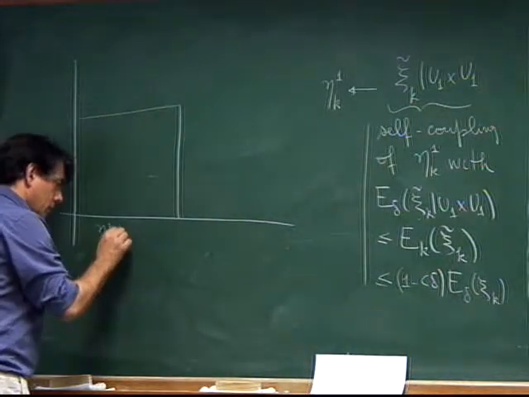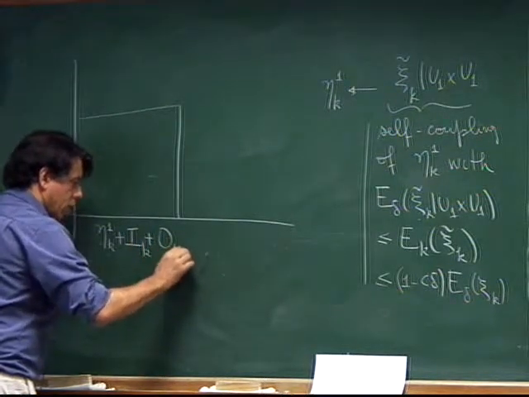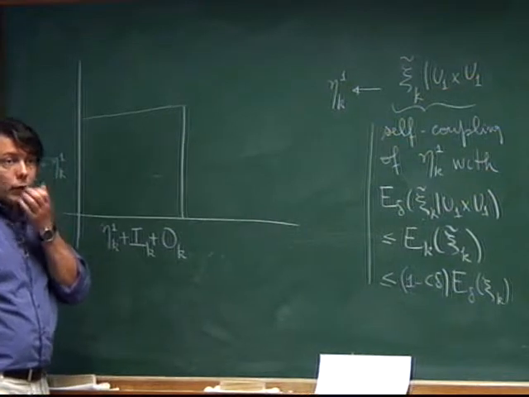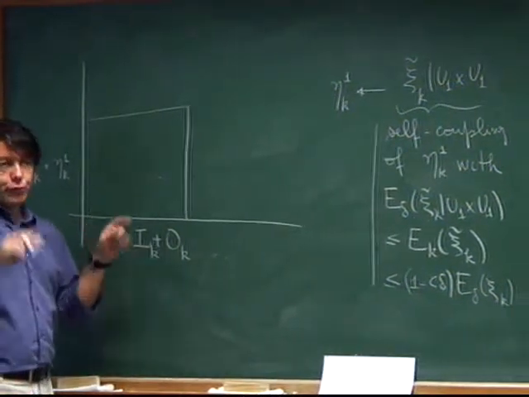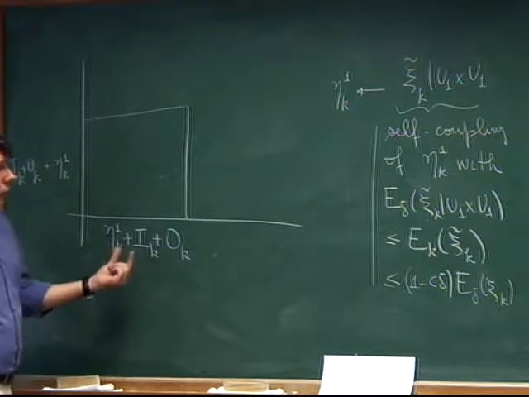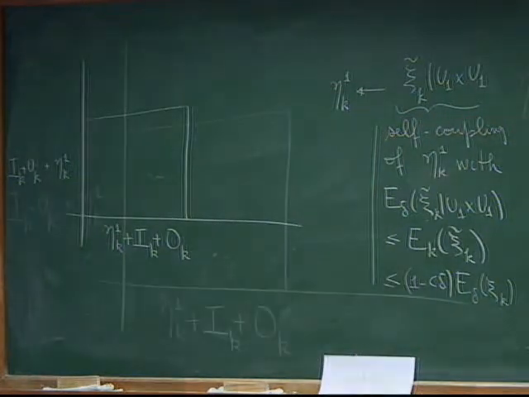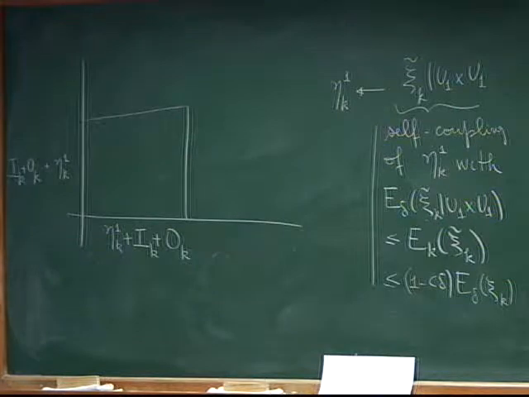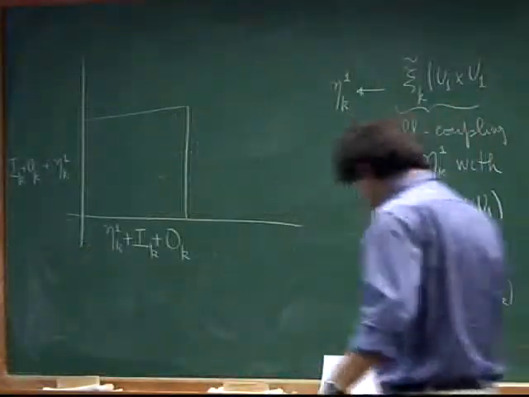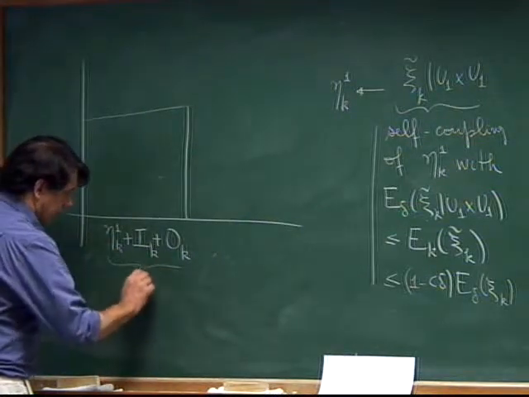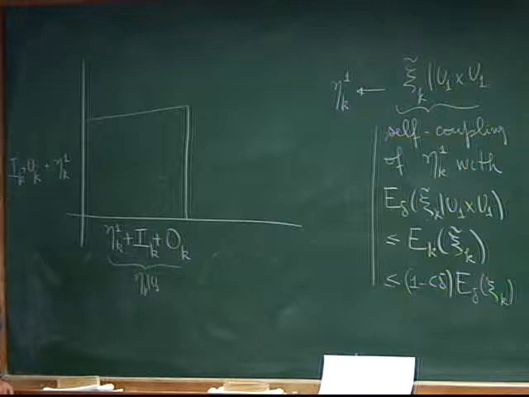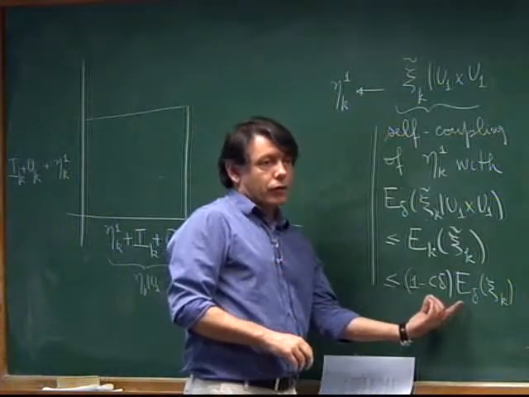Okay? But the problem is that that's not the measure that we want to look at. We want to look at this measure. And we want to find a self-coupling for this perturbation of eta k1. We want to find a self-coupling that has an energy that's not too much bigger than this one. So in fact, in view of the statement, I want to find a self-coupling for this measure here, which is just eta k restricted to u1. We want to find a self-coupling whose energy is at most this plus a constant.